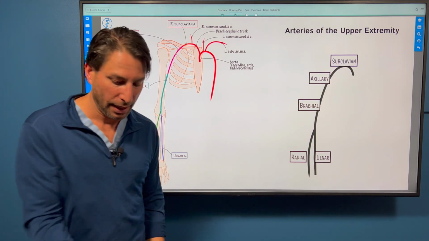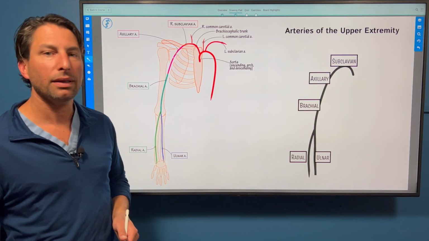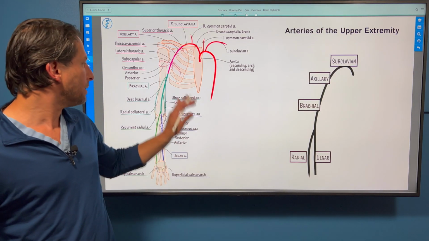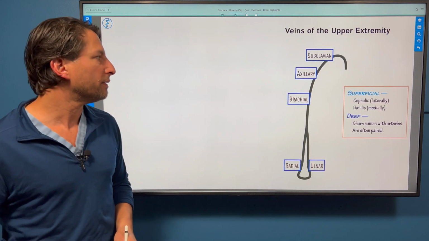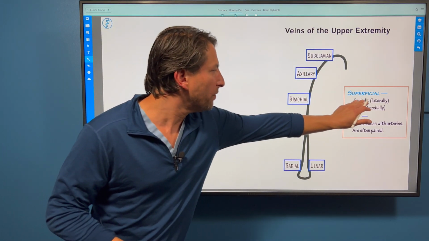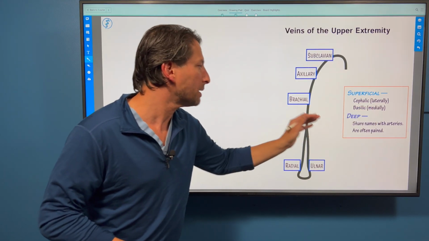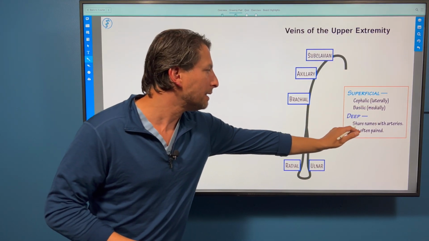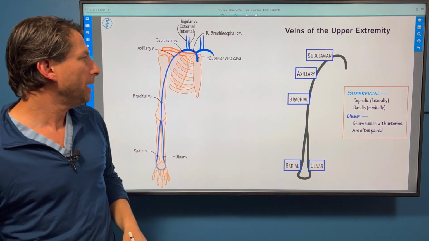Remember, in anatomical position, the ulnar is medial and the radial is lateral. And then this is additional arterial vasculature that you'll learn in the tutorial itself. Veins of the upper extremity, key distinction here. Superficial veins, cephalic laterally, basilic medially. We'll see that in a little bit. And then the deep, they share the names with the arteries. So we already know them.